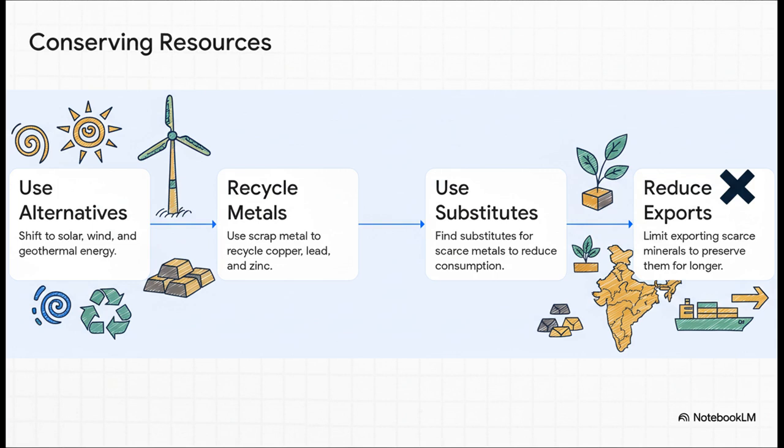This is a very important question for your long answers. How can we conserve our mineral resources? Number 1, use those new energy sources, solar and wind. Number 2, recycle. Using old scrap metals uses way less energy than digging new ones out of the ground. Number 3, find substitutes for very rare minerals. And number 4, this is for the whole country, we should be careful about selling our rarest minerals to other countries.